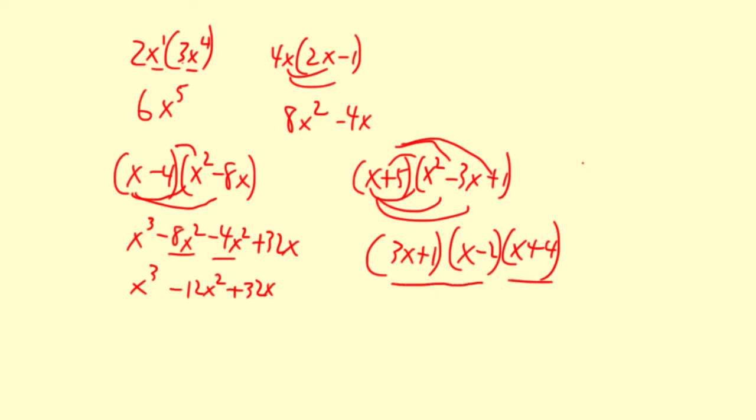That's all you're doing here, is multiplying polynomials with different numbers of terms. That's the big picture.